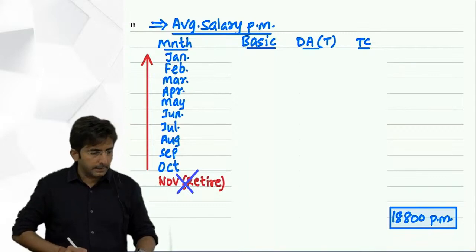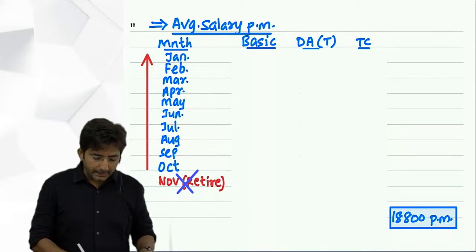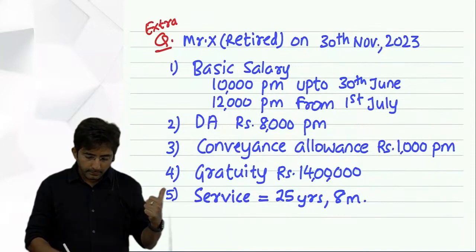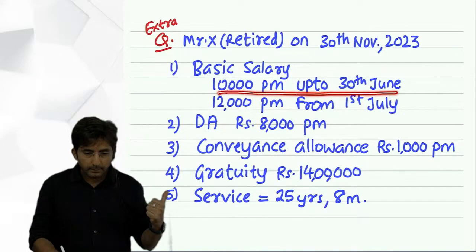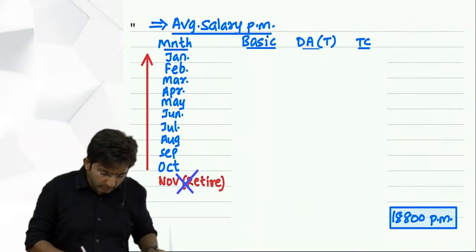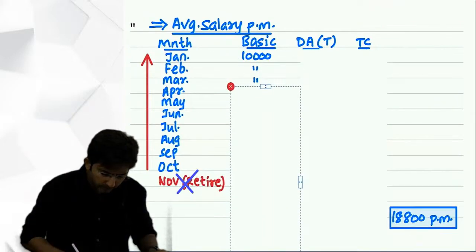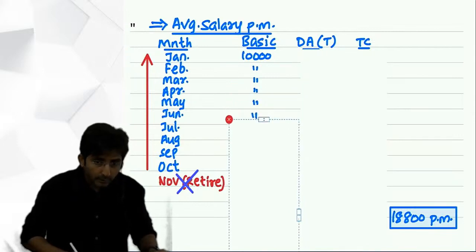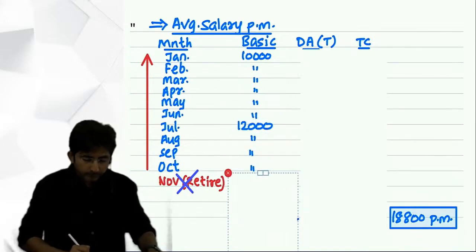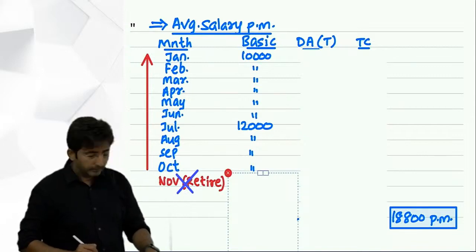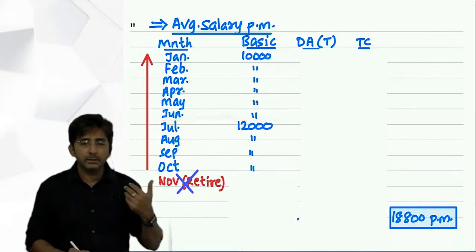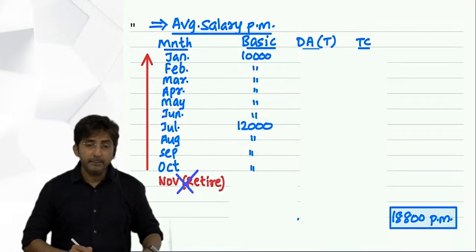Okay, then done this thing, come on fast. Then basic salary. What is this basic salary? Look in the question. Wait, I will have to show the question. It was 10,000 till 30th June. So till 30th June, 10,000, 10,000, 10,000. See how I have written. After that, it has become 12,000. Correct? Till 30th June, it was 10,000. So write 10,000, 10,000, 10,000, 10,000. Then after that, it became 12,000.